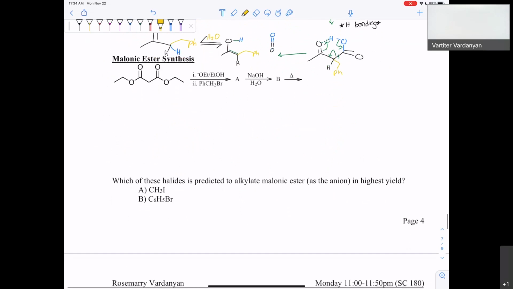So this guy is the malonic ester synthesis, and if you can tell from the reagents, this is exactly the same reaction. The only difference is instead of starting with a beta keto ester, we're starting with a malonic ester. And a malonic ester is when we have two esters that are beta to one another.